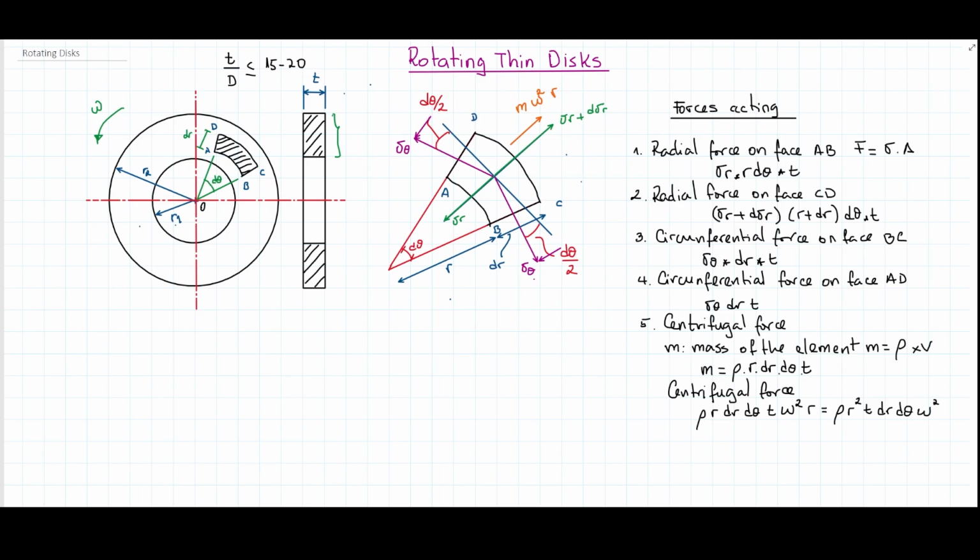So to that end, what I have here is a circular disk, and I'm going to extract a small portion of the disk, this circular wedge, that is limited by the points A, B, C, and D. It has a certain thickness dr, and a small angle d theta. We also have an internal radius R1 and an external radius R2. The disk is rotated at an angular velocity W, and it has a thickness T.